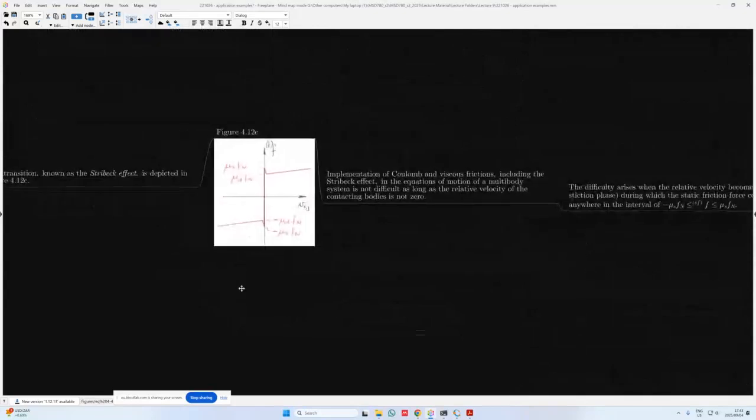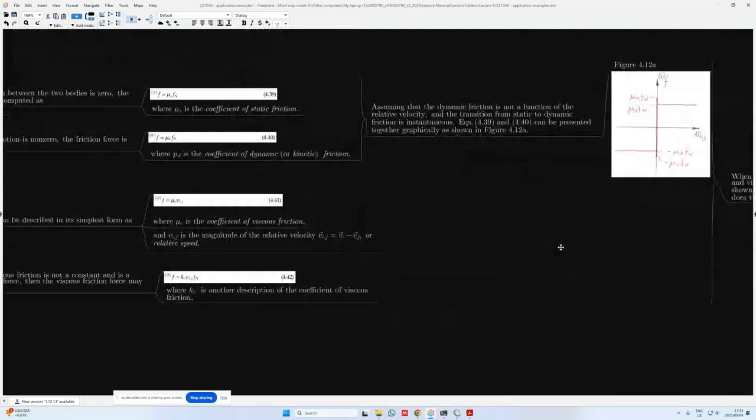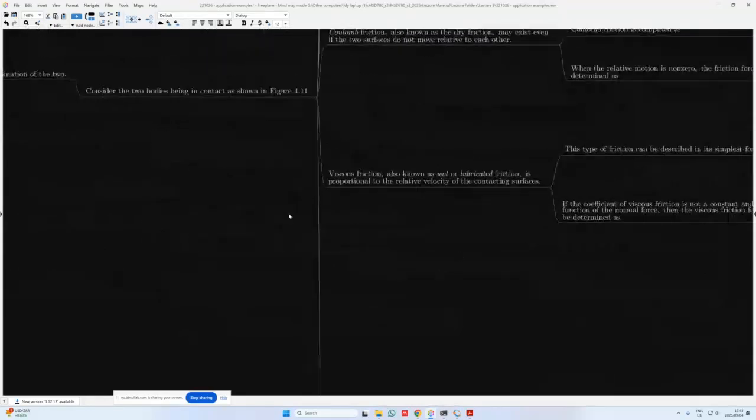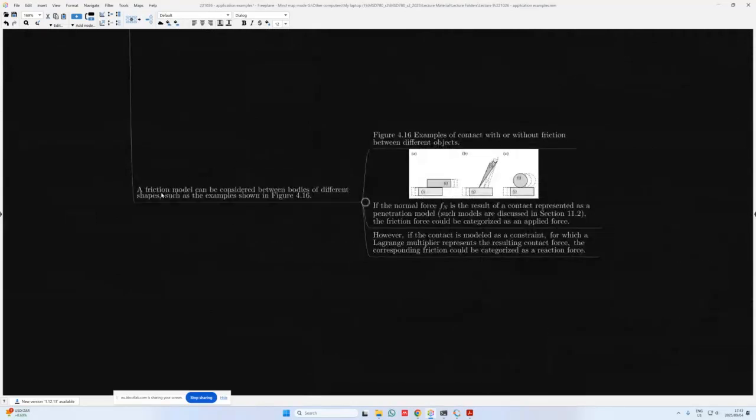Okay, so that was then the friction analysis that we ran through. Now, if we go back to the original friction model discussion, we can also say that the friction model can be considered between bodies of different shapes, such as the example shown in figure 4.16. So in this case, we have two solid contact bodies that are sliding relative to one another. In case B, we have body I, which is now a very sharp contact or very sharp friction model that we might want to model acting on body J.